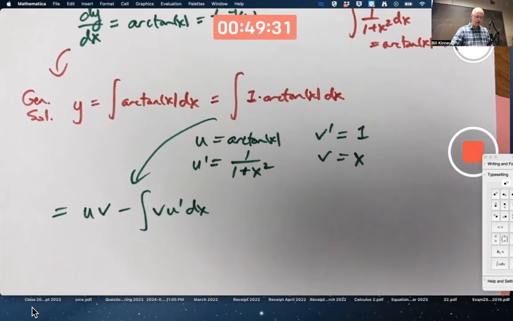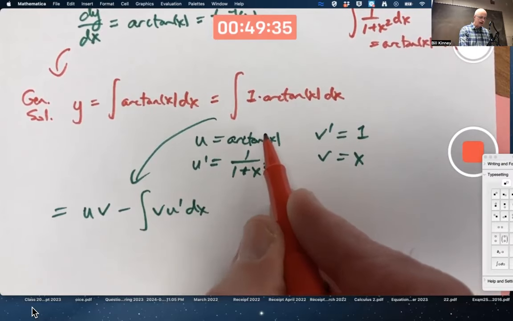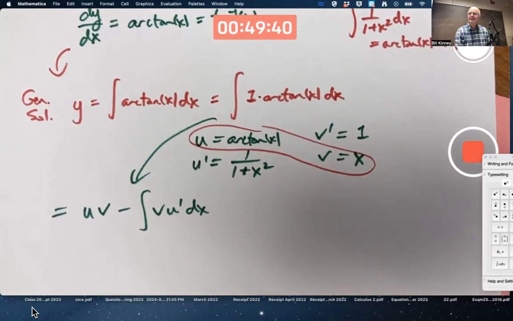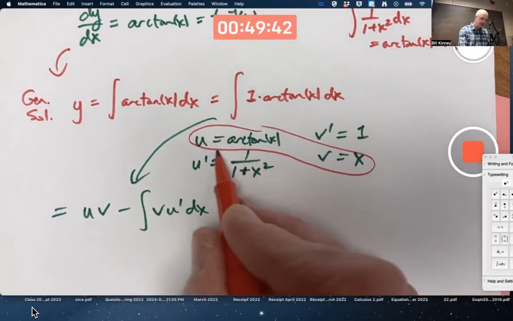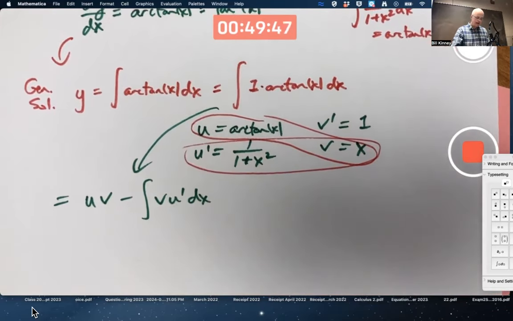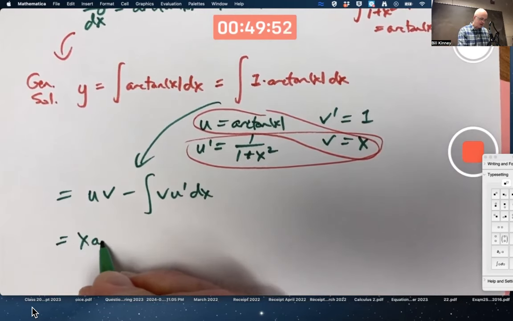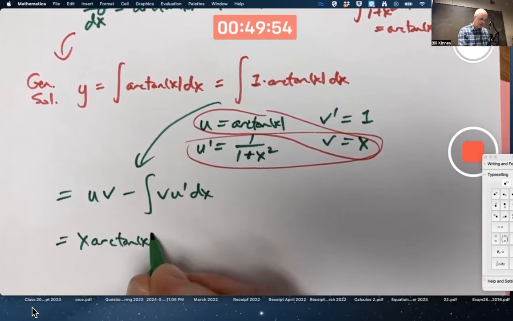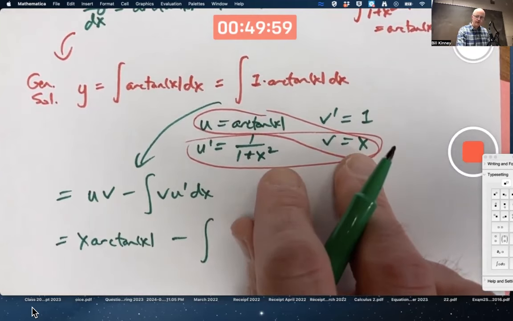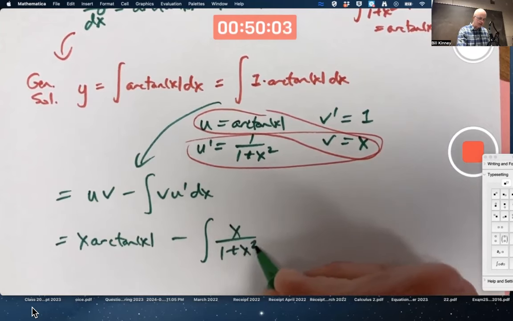If you set up your u, v prime, u prime, and v in this table here, u times v is the product of the functions on the main diagonal from upper left to lower right. And v times u prime is the product of the functions at the bottom here. So this becomes u times v is x times arctangent of x minus the integral of v times u prime. The product of these two things is x over 1 plus x squared.